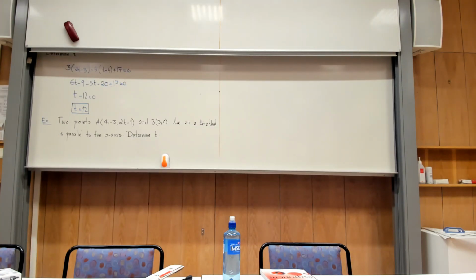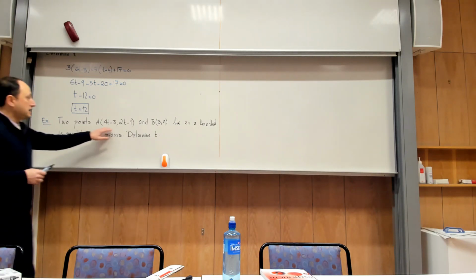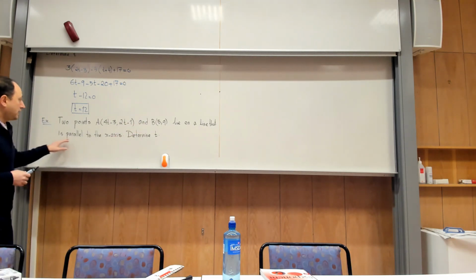Okay, what is the answer for this problem? What is your answer, Leon? 2. What is your answer? 5. Apparently 5 is in the book. So let me see. Two points, this and that, lie on a line that is parallel to the x-axis.